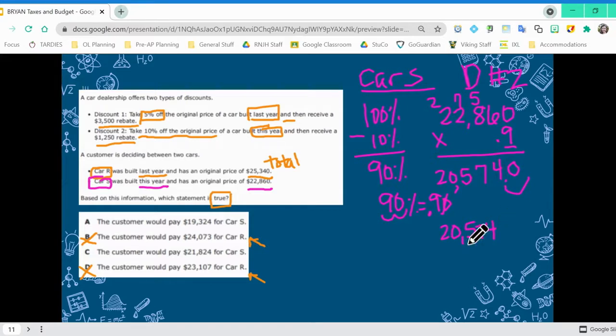Now we need to factor in this rebate. A rebate, they're going to mail that money back to them, so we're going to subtract that from how much they're having to pay. So we're going to subtract $1,250. So we subtract those numbers and see what you get.